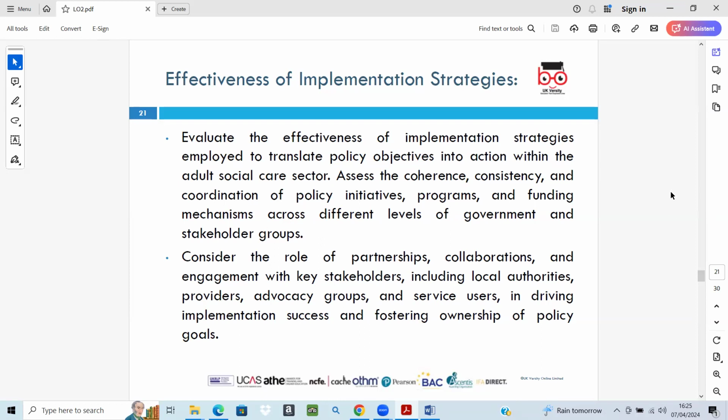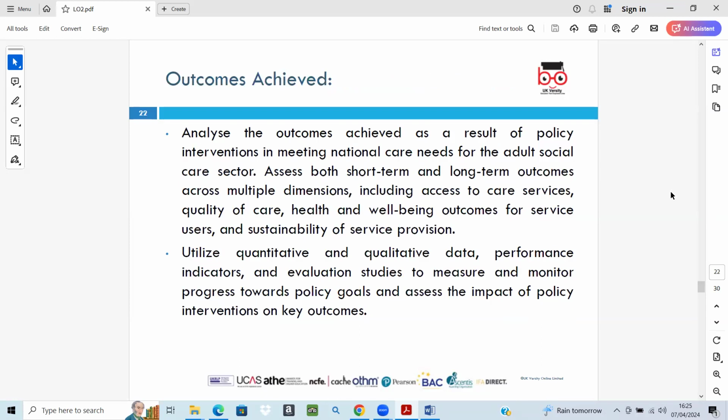Then outcomes achieved. Okay, so analyze the outcomes achieved as a result of policy intervention in meeting national care needs for the adult social care sector. For that we always evaluate short-term outcomes such as immediate improvements in access to care services, enhancement in care quality, and initial impact on service user health and well-being.